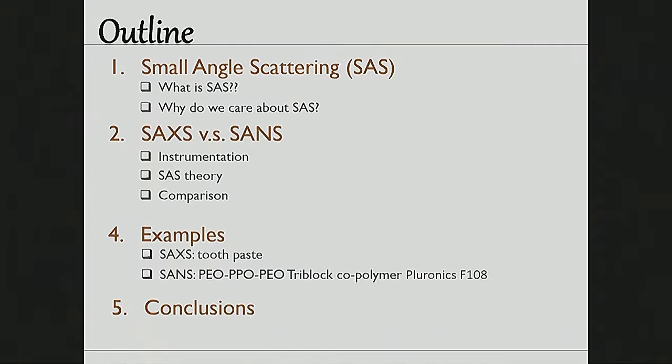Yep. So our outline is we're going to talk about small angle scattering, and we're going to do a little bit of definition. We're going to talk about SAXS and SANS, instrumentation, and do a little bit of comparison. And then we'll talk about some examples which we carried out, and then we'll conclude. So I'll hand over to Kai, who's going to continue.